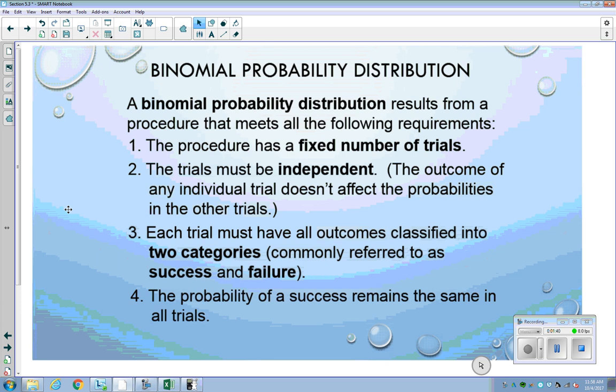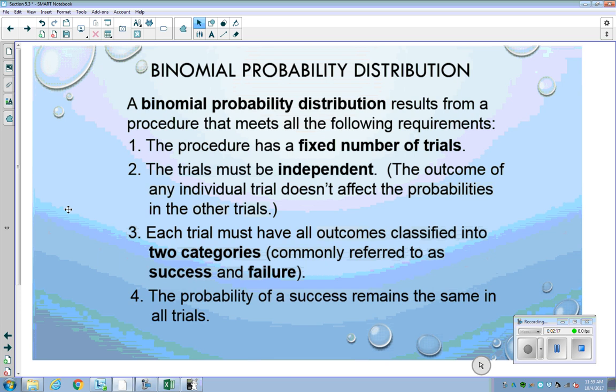The outcome has to be in two categories. Now, if I roll a die, there's 6 numbers on there, but I could change it to say even numbers or odd numbers, right? And if it's even number or odd number, there's 2 outcomes. So that would meet that requirement. The probability of the success remains the same in all trials. So on that die, there are 6 sides, there are 3 even numbers and 3 odd numbers. The probability would be the same for each outcome.